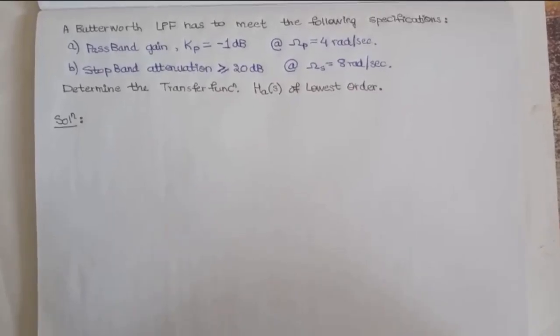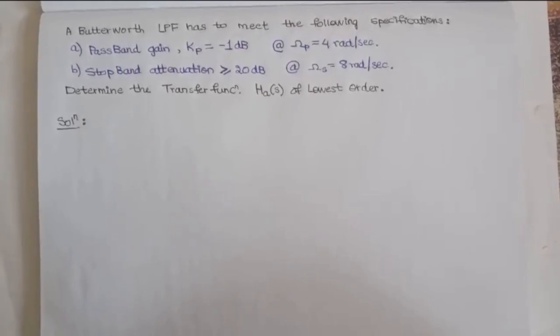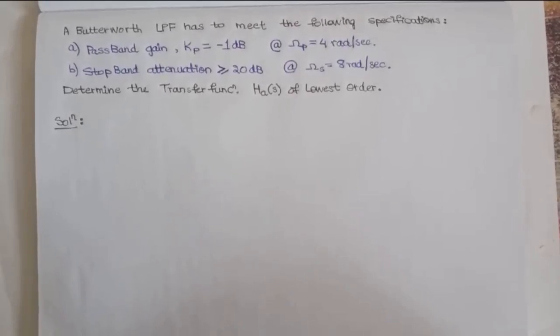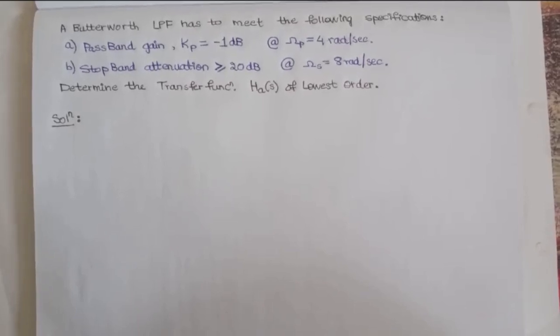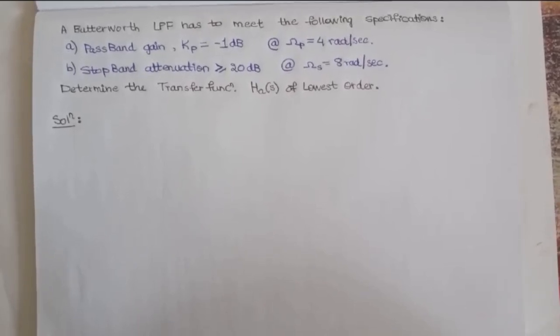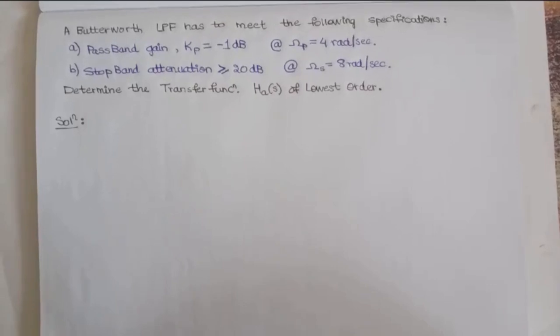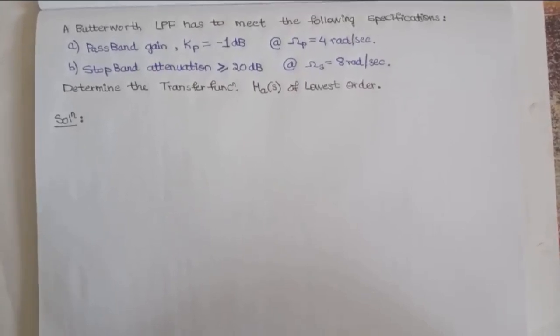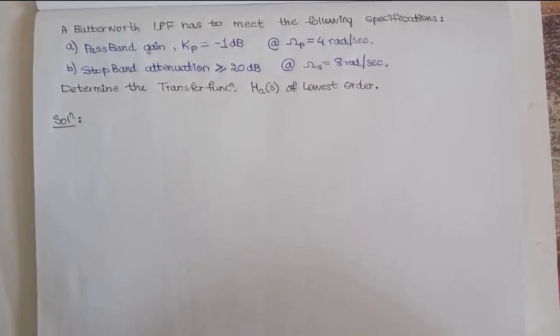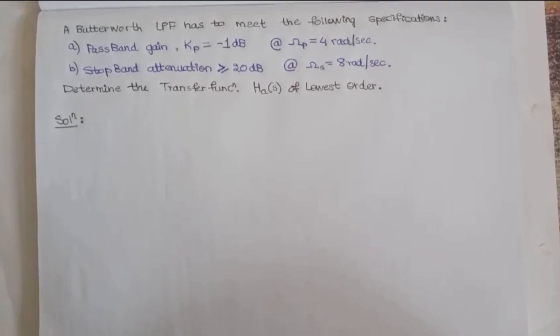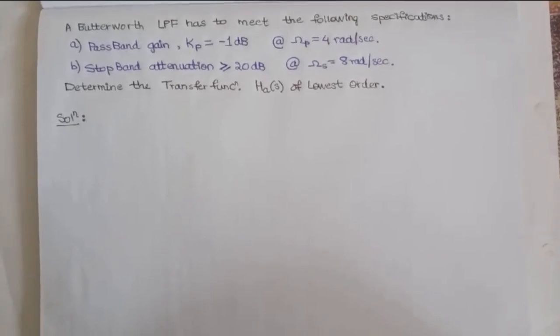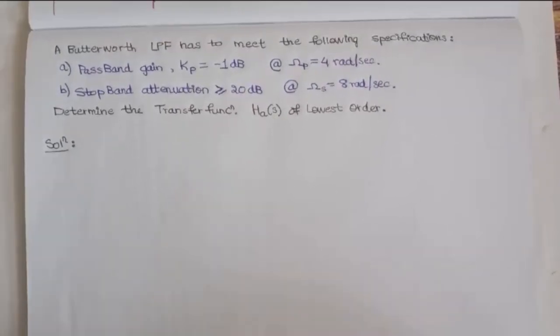The numerical question is, a Butterworth low-pass filter has to meet the following specification. Passband gain Kp is equal to -1 dB at omega p is equal to 4 radian per second. Stop band attenuation is greater than 20 dB when omega s is 8 radian per second. Determine the transfer function HA of S of lowest order.